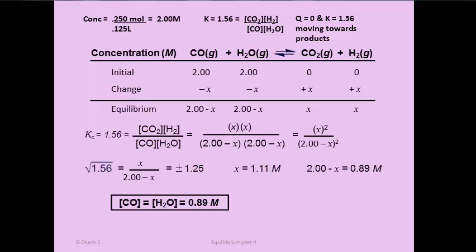So now you actually have the equilibrium concentrations. Carbon monoxide and water end up at 0.89 molar. Carbon dioxide and hydrogen end up at 1.11 molar.